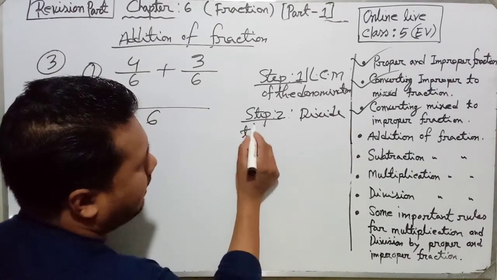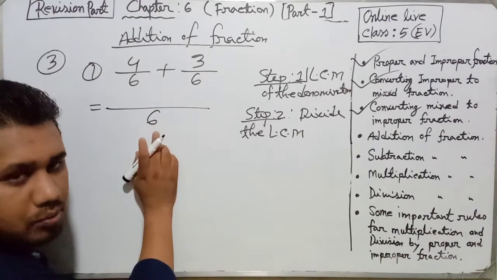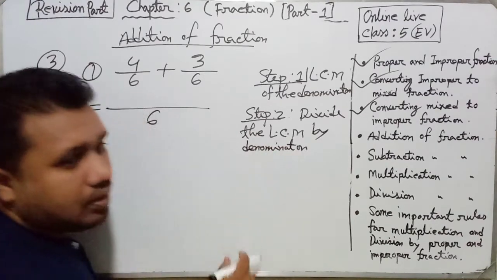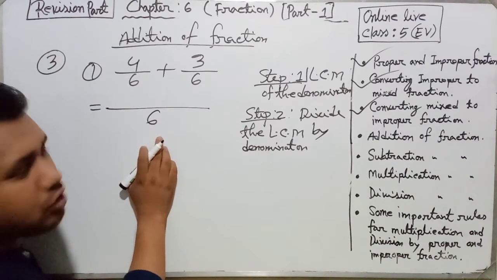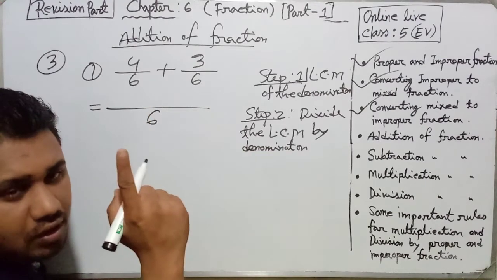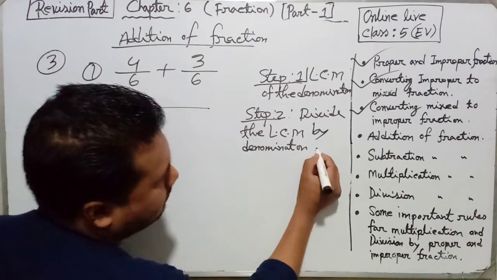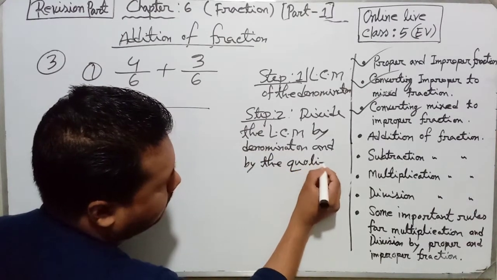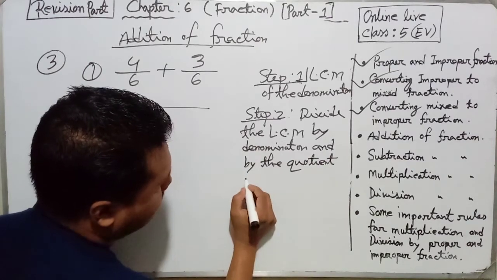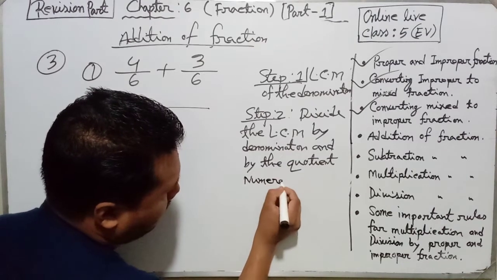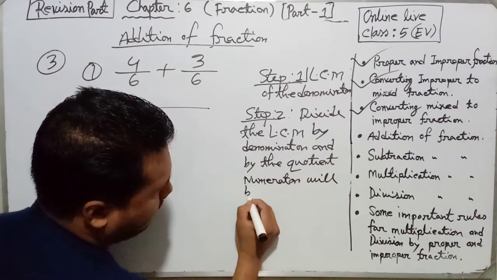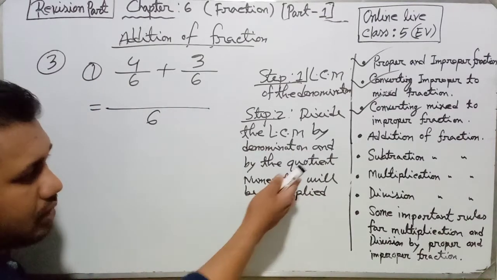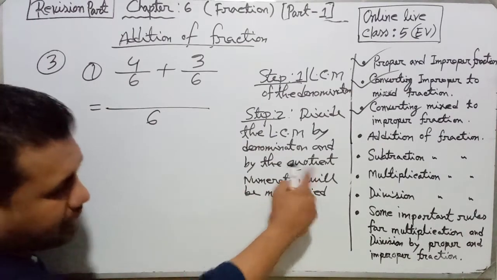Divide the LCM. Now we have to divide the LCM by the denominator. Suppose first this fraction: 6 divided by 6. What will be the answer? 1. Now this 1 will be multiplied by the numerator 4. This is our quotient. By the quotient, the numerator will be multiplied.